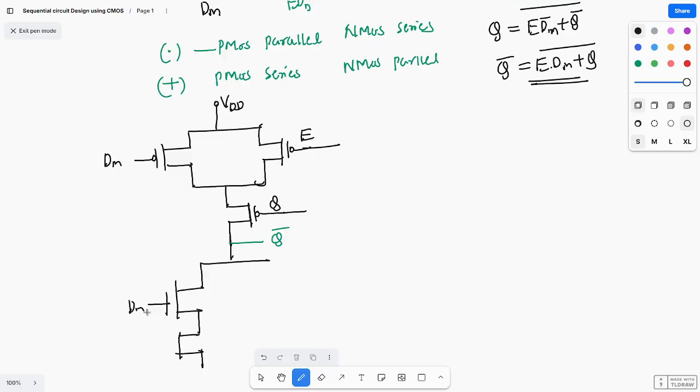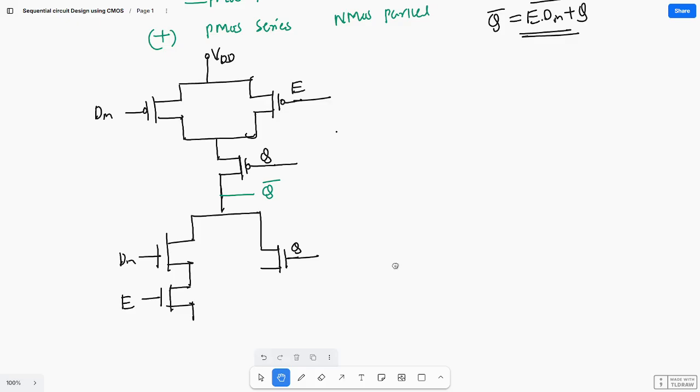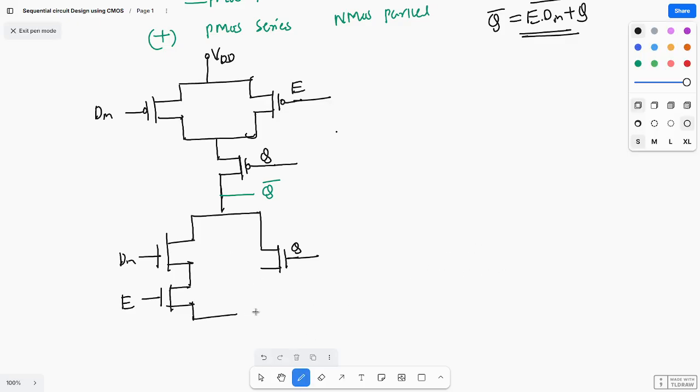This is enable. These two are in series, and in parallel with what? In parallel with Q. This is my Q. This is the parallel operation.